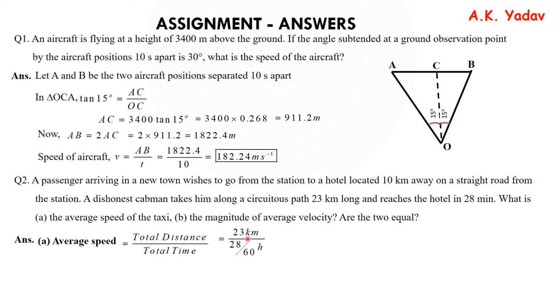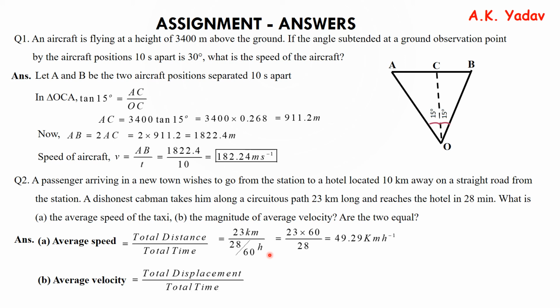Okay, average speed is total distance by total time. Total distance is 23 km. Total time is 28 minutes, that is 28 by 60 hours. And this gives 49.29 km per hour. Average velocity is total displacement by total time. Now the displacement is 10 km because that was the distance between the initial and final position, divided by 28 by 60, and this gives 21.43 km per hour.